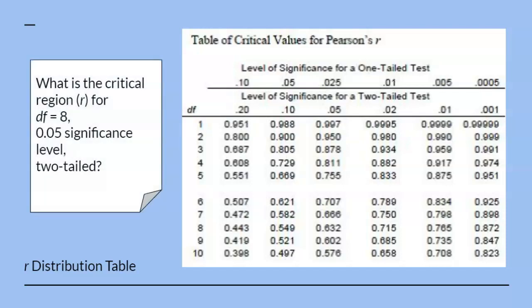This is an example to practice reading the table. First, we will find the degrees of freedom. Second, we will find the significance level for a two-tailed test, which is different from a one-tailed test, which is over here. Third, we will find the answer where these two columns meet. The critical region will be different for each hypothesis test because it is based on the sample size n.